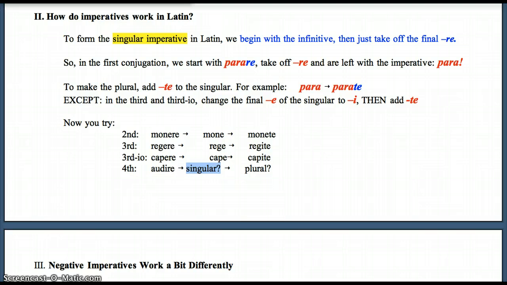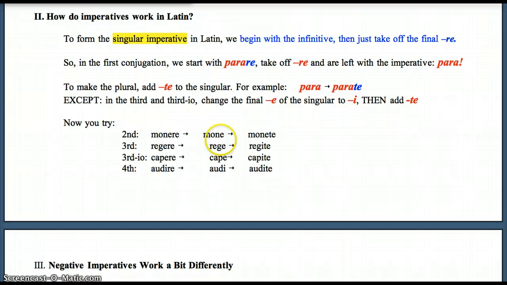Audire. In the singular, what's the rule? It corresponds to the rule. We drop the RE and we get Audi. In the plural, is there an exception here? No, because this is fourth, so it's going to be audite. Okay, so monere goes to mone.